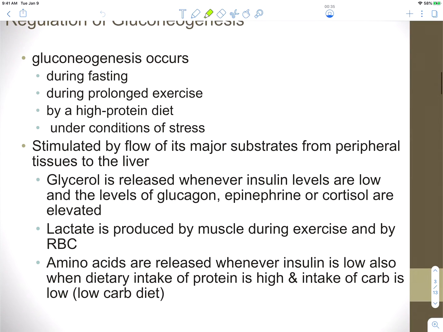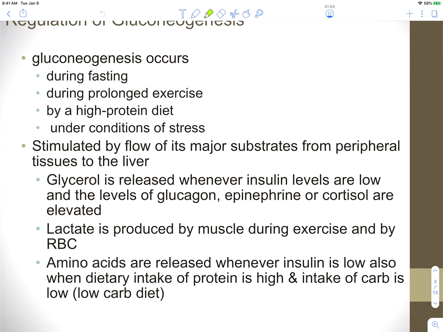So gluconeogenesis is going to occur during the fasting stage. It's going to be a major responsibility of your liver cells to maintain blood glucose levels. It also can be turned on during prolonged exercise, and conditions of stress can also turn on gluconeogenesis. You're going to have glycerol become available because during the fasting stage or stress, your adipose tissue releases free fatty acids, and a byproduct of releasing free fatty acids is, of course, releasing glycerol.